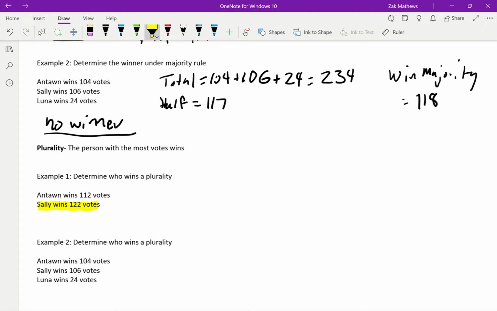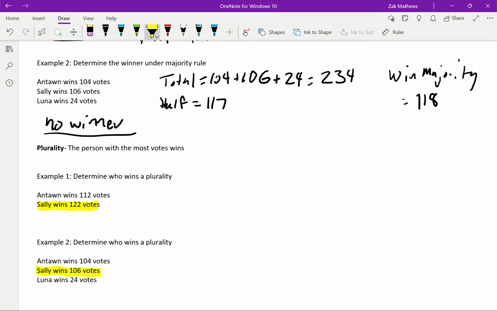Still a guarantee. But in that second example where we did not reach a majority, 106 was 12 votes shy of that majority needed. Well, Sally still wins this election because even though she doesn't have a majority, she does win a plurality. And so pluralities are a little bit easier because we don't have to get to that half plus one. That makes it a lot easier for systems where we have more than just 3 candidates running. We use this system a lot in the United States as well.